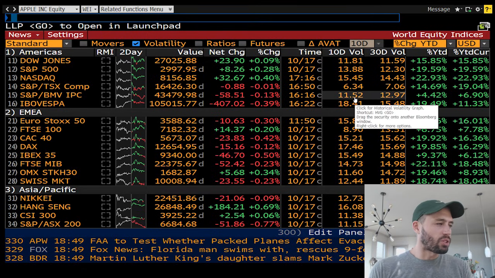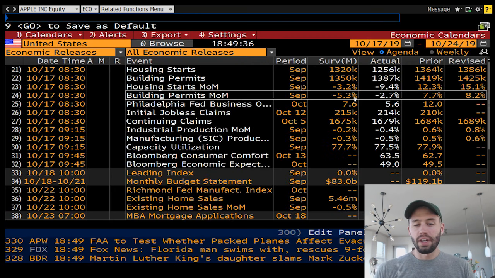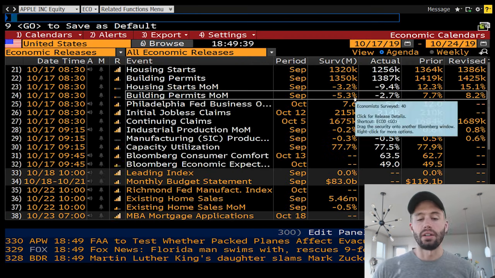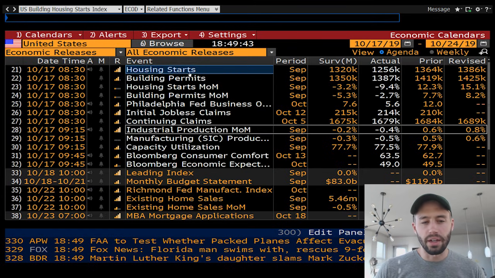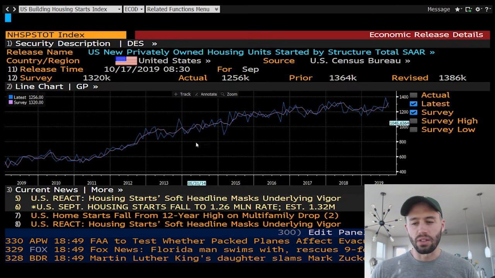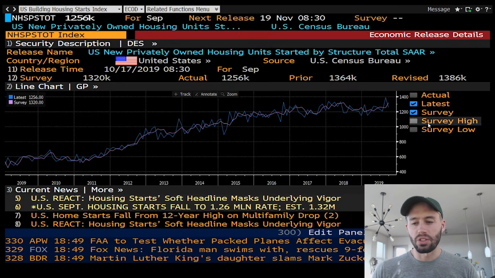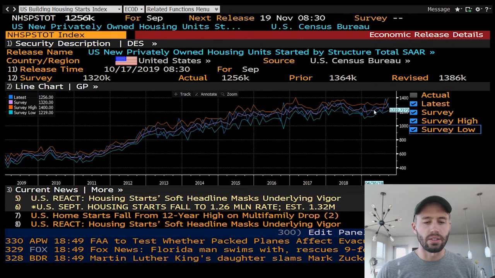The next one I want to show you guys is called ECO. And ECO is economic data, and we can get some of this data other places like Forex Factory, but Bloomberg has some cool things to where you click on it, then it brings you to this next page where you can see the latest in the surveys, the survey highs, the survey lows, and a nice easy historical graph to see how housing starts have been moving over time. I think that's kind of interesting.